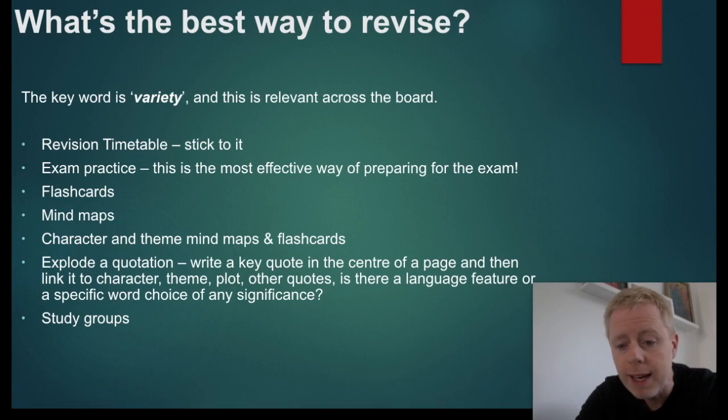Are there any language features in? Are there any specific language choices that you think are significant? It's a good way of revising a whole text, but just using individual quotations. And I've jotted down study groups there. I know some of my private students work together in online study groups, but also they meet up around each other's houses every so often and focus on a particular topic or subject that they're struggling with. Okay, so there's a variety of ways to revise, to break up your revision.